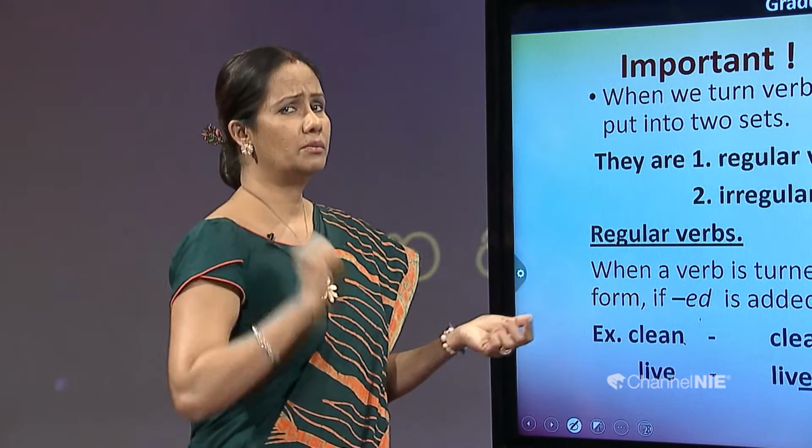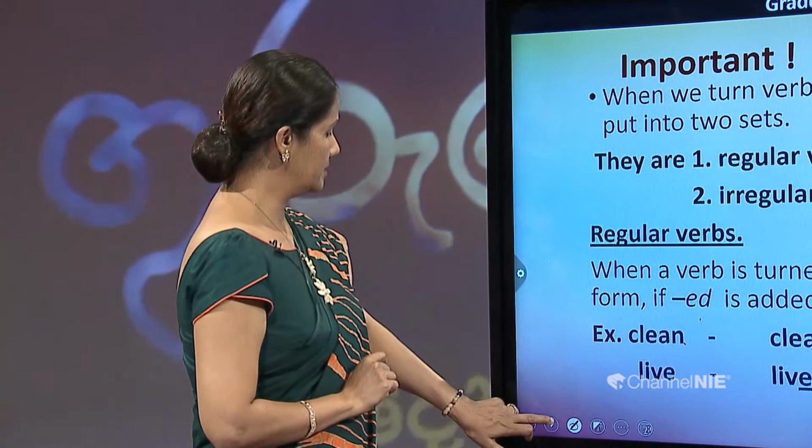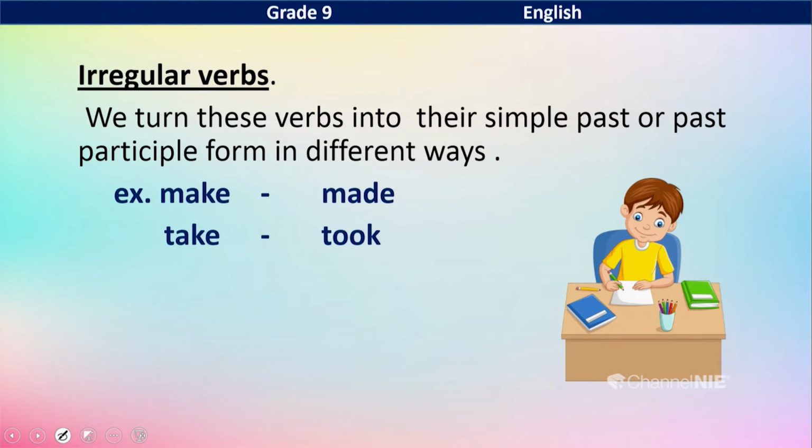Okay, so we'll move on to what is an irregular verb now. Irregular verbs are the verbs that when they turn into their simple past or past tense, they form in a different way. It's not in the original form. Sometimes it may take a completely different turn. And we don't add ed at the end. Remember, we don't add ed. Here, make, made, take, took.